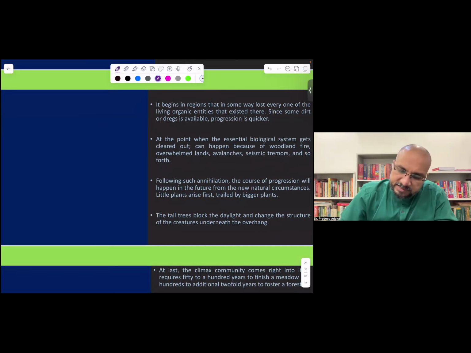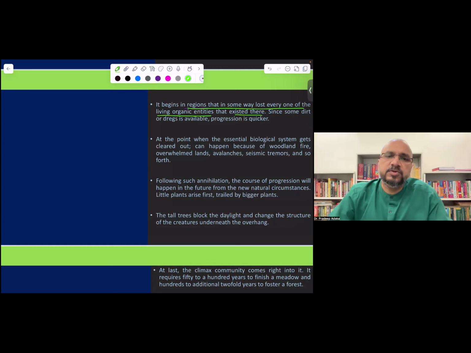So it begins in a region that in some way lost every one of the living organic entities that existed there. So due to some accident, fire, all the individuals or the populations or the communities were destroyed. So since some dirt or debris is available, that is, soil is available here, right? Though there was a fire accident, but soil is there already. So it will take a shorter period of time.